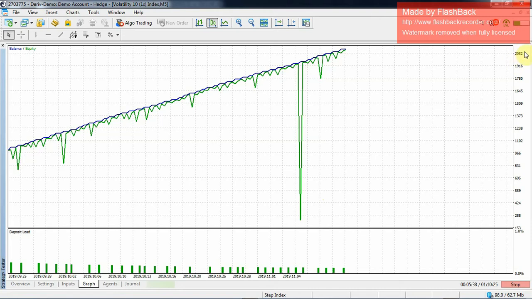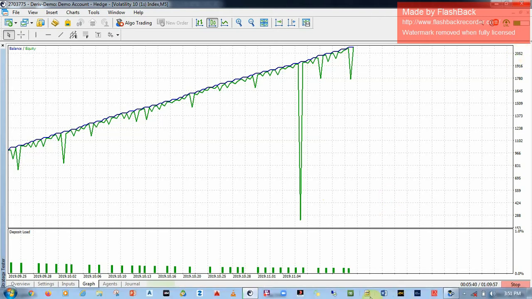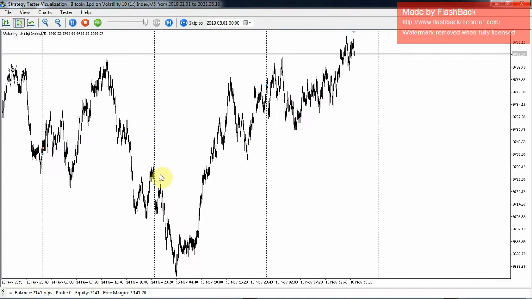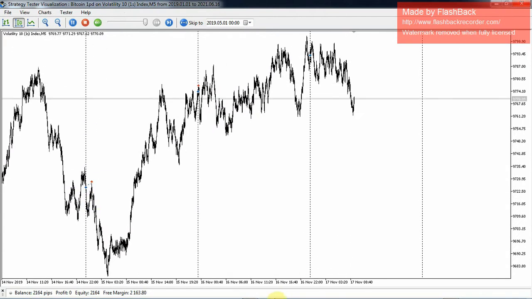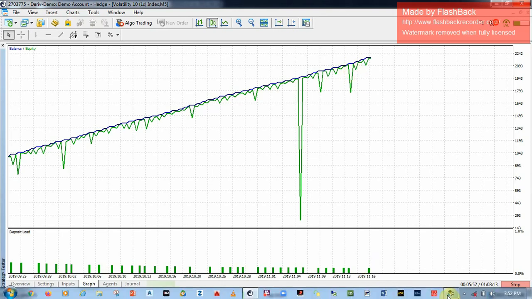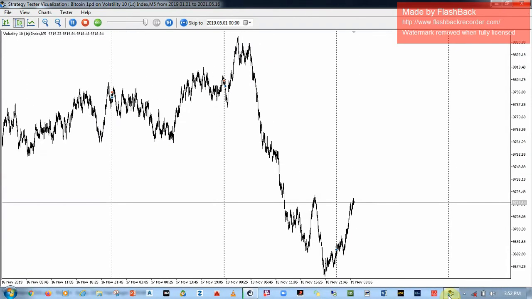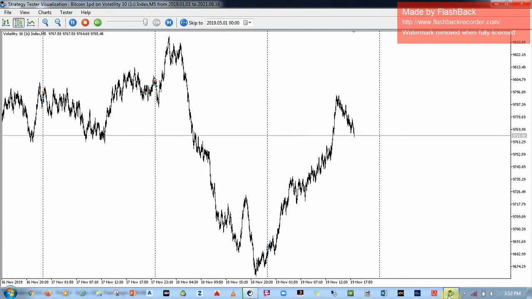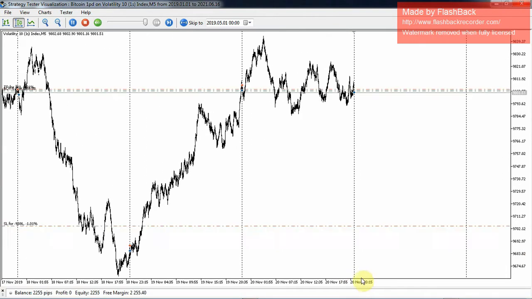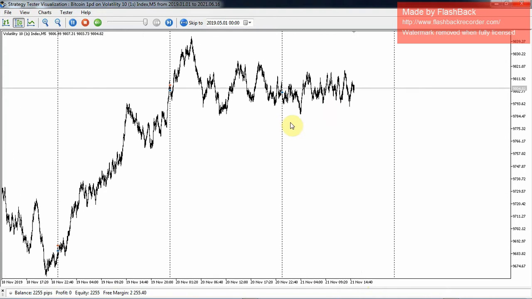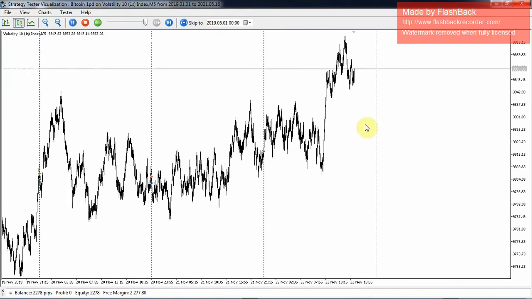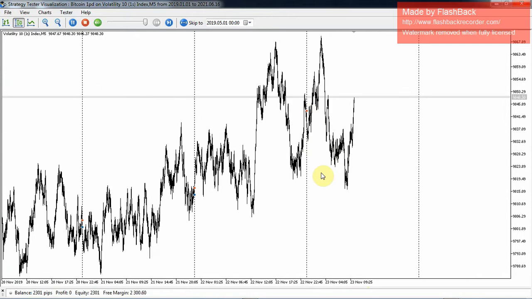Okay, so we are up 2,000 from 1,000. As I said, this backtest started with 1,000 and we are up 2,200. We are now in November. Most trades will be quick ones. Most trades will close within a day.